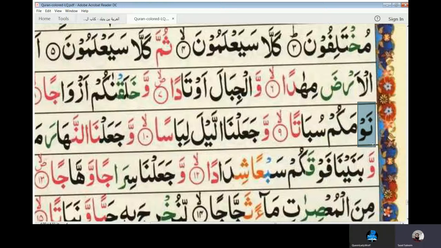Noon fata waw sukun no. Mim fata ma. Kaf dhamma mim sakin kum. Sin dhamma su. Ba fata alif ba. Ta alif ta. Nawmakum subata.